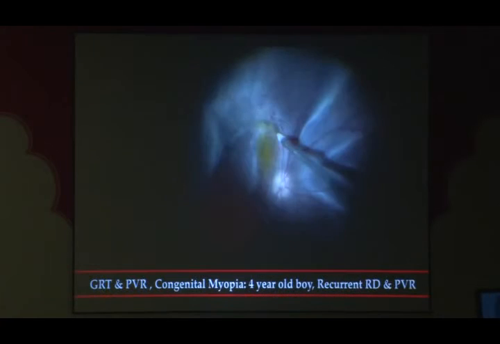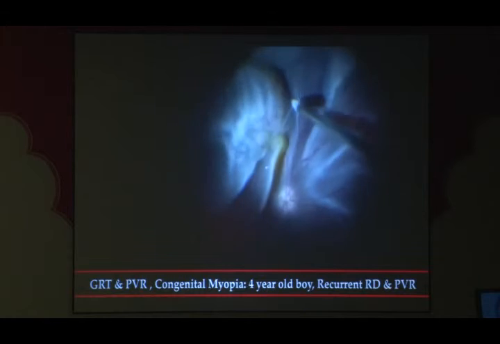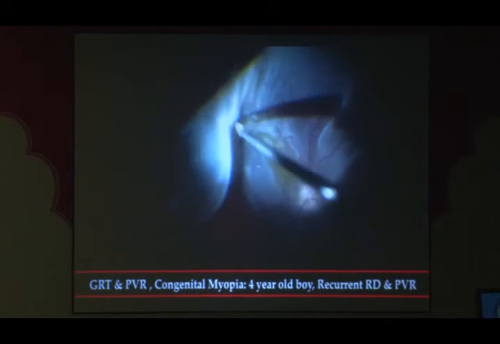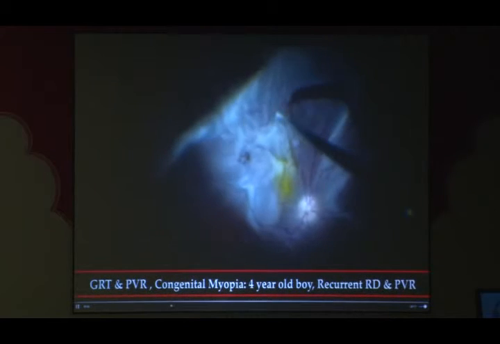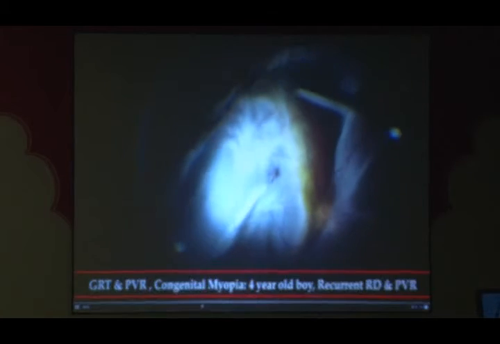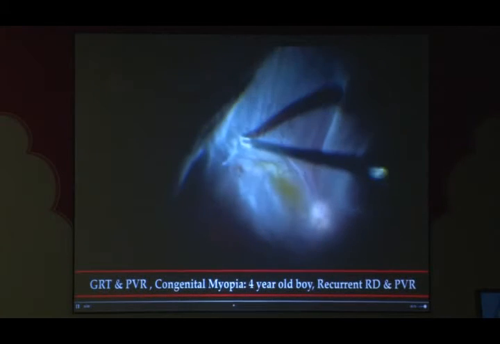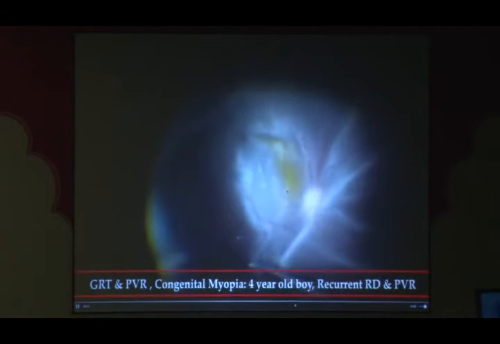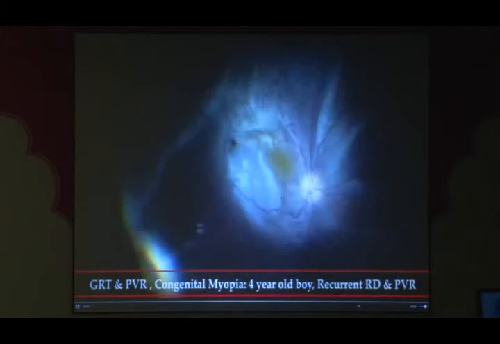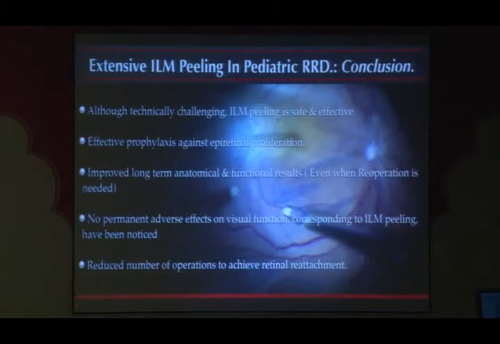But look, this has occurred after 4 weeks. We have a severe PV recurrence with severe PVR, but when you look into the macular area, it is preserved, and there is no proliferation over the macular area. The proliferation could be removed, the retina could be attached, and the eye is stable. So, although technically challenging, ILM peeling is a safe and effective technique in this age group.